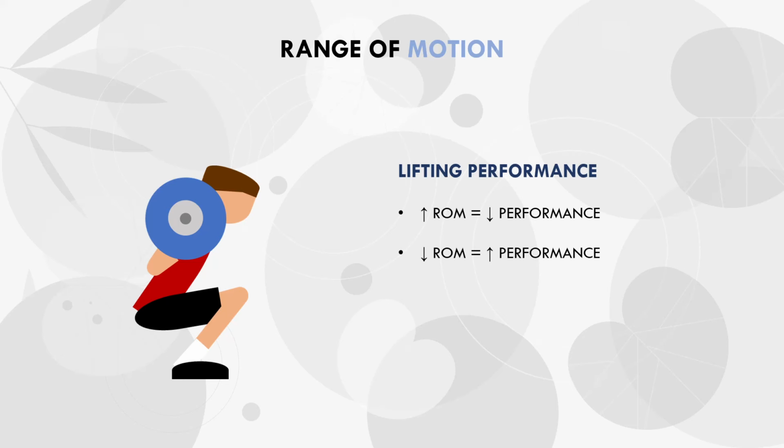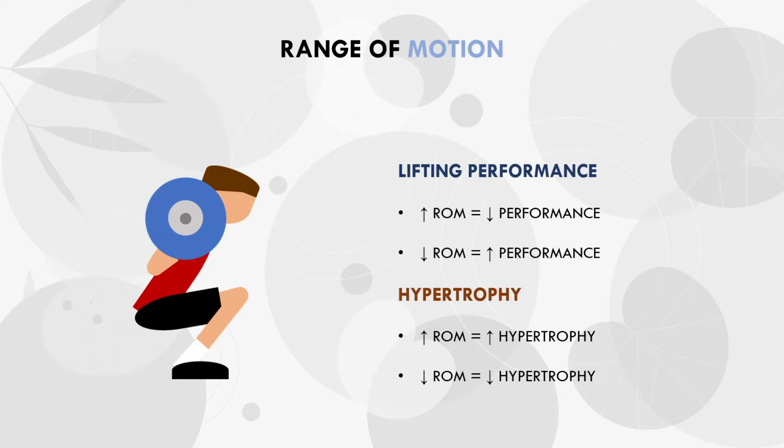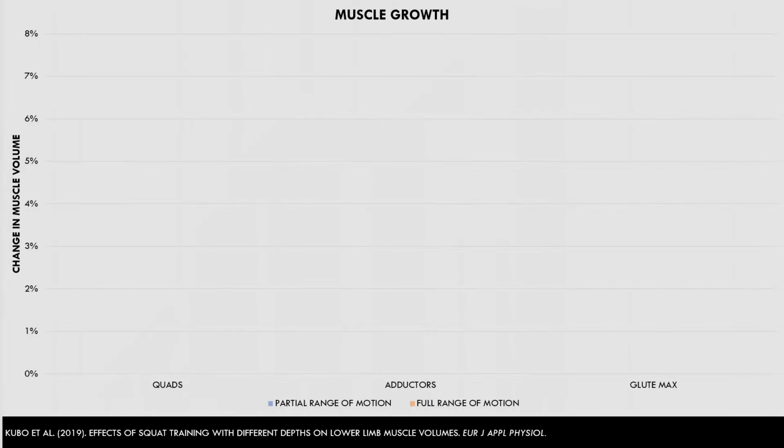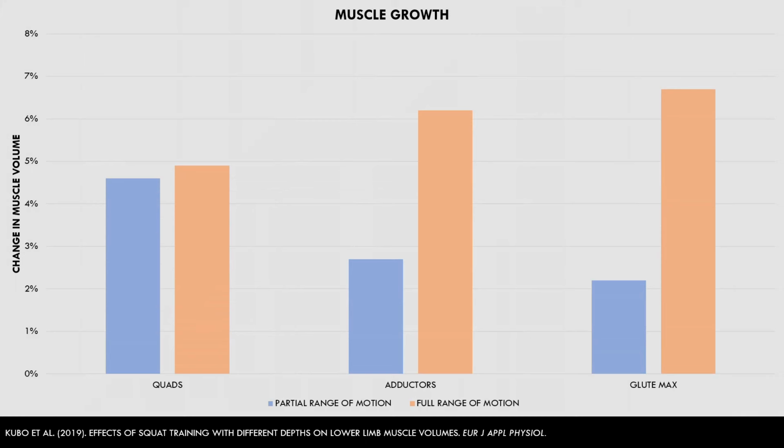However, range of motion also seems to have an influence on hypertrophy outcomes. Generally, training through a larger range of motion results in superior muscle growth compared with partial range. This can be seen in this study, which compared full versus partial range of motion squats on hypertrophy outcomes. It was found that training with a full range of motion, which is shown in the orange bars, resulted in superior quad, adductor, and glute hypertrophy compared with the partial range protocol.